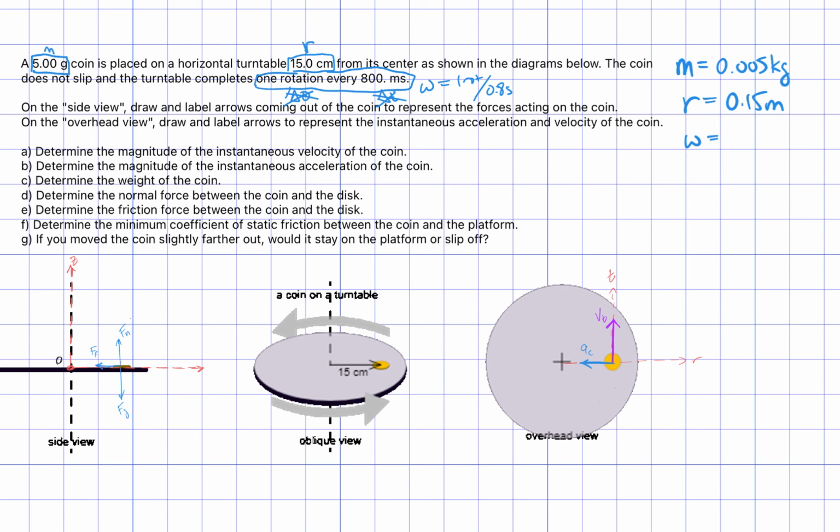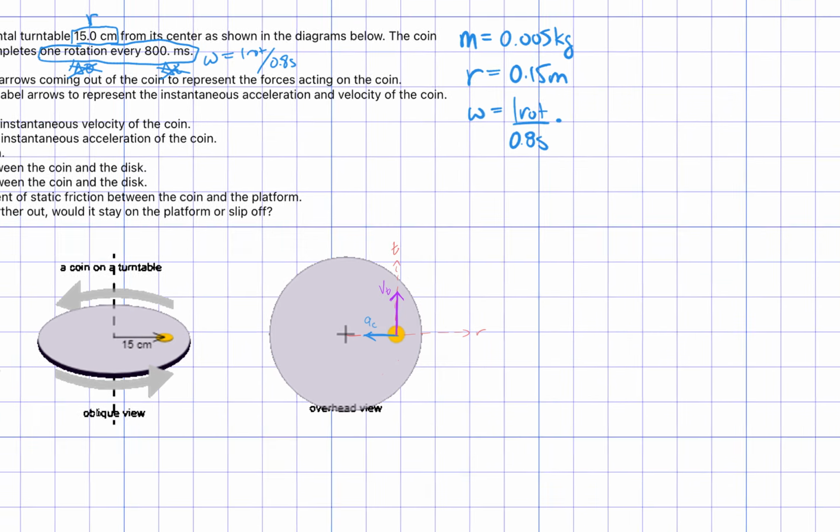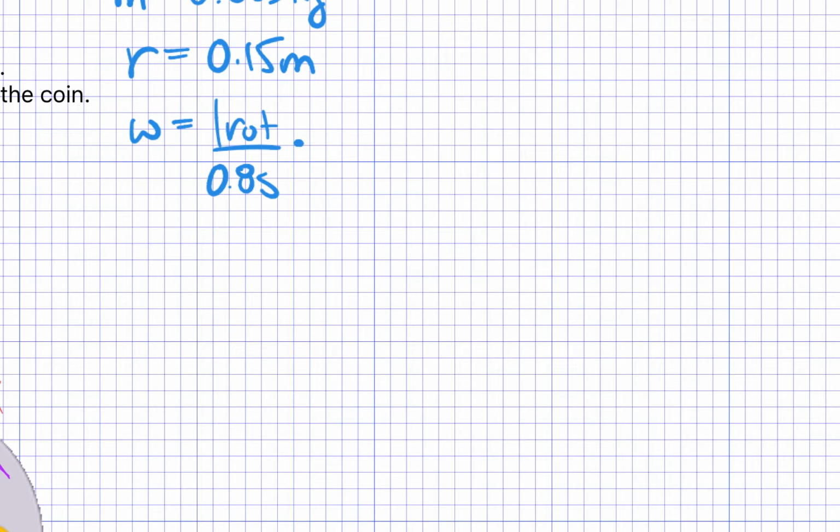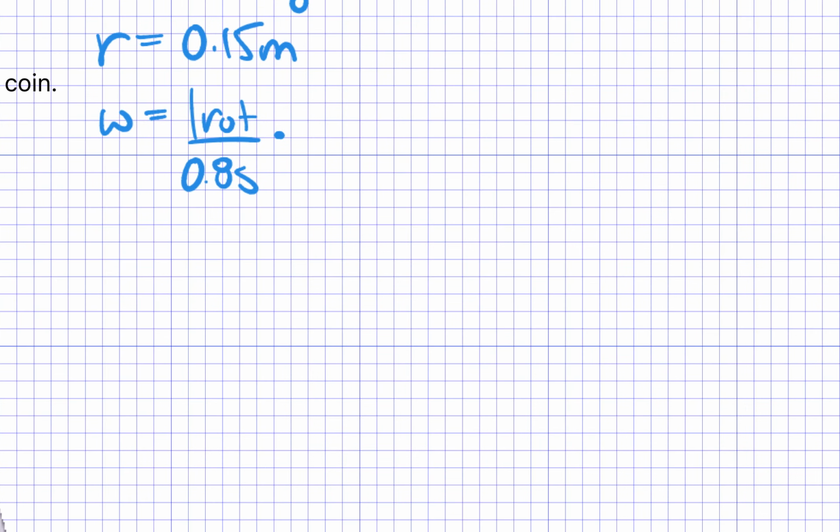Okay, and then we've got an omega. The omega is 1 rotation every 800 milliseconds. So I'm just going to call that 0.800 seconds. And I'll just quickly convert that, and we'll get 7.8540 rads per second.